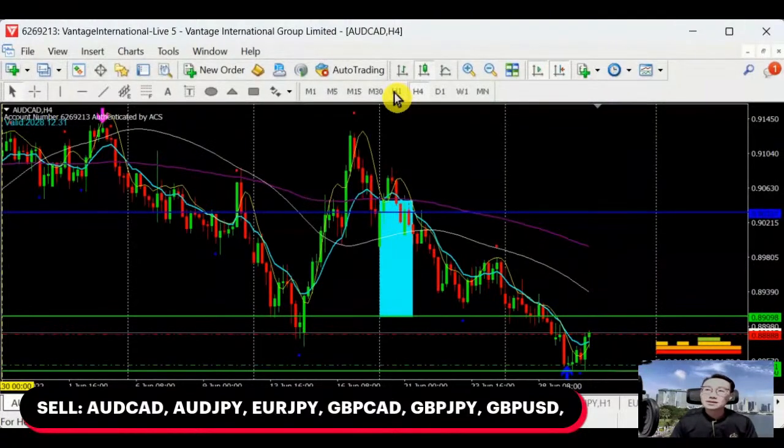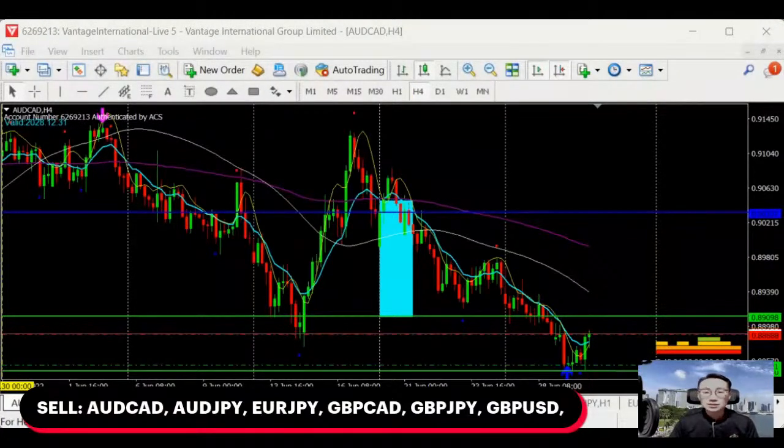So at this moment, as we can see over here, tentatively we are now in the middle of nowhere. So we need to be patient. We need to be a little bit patient.